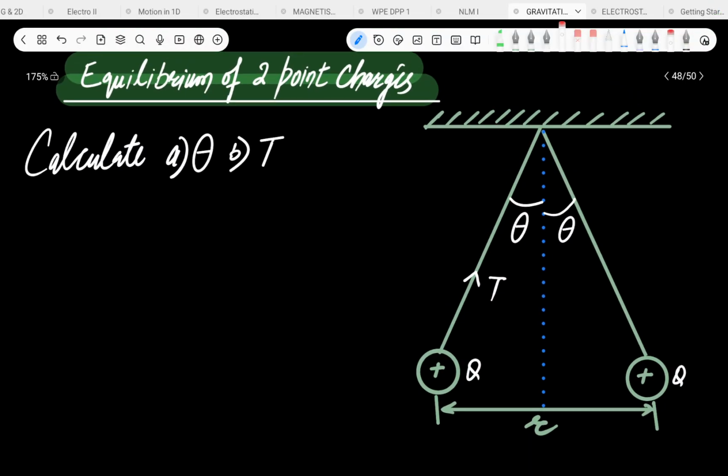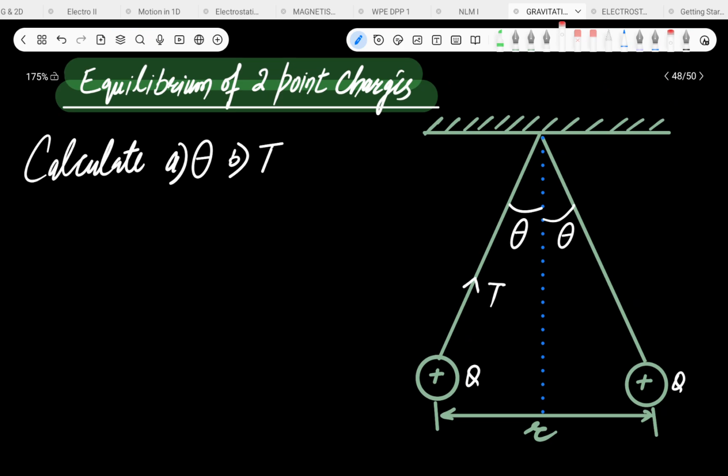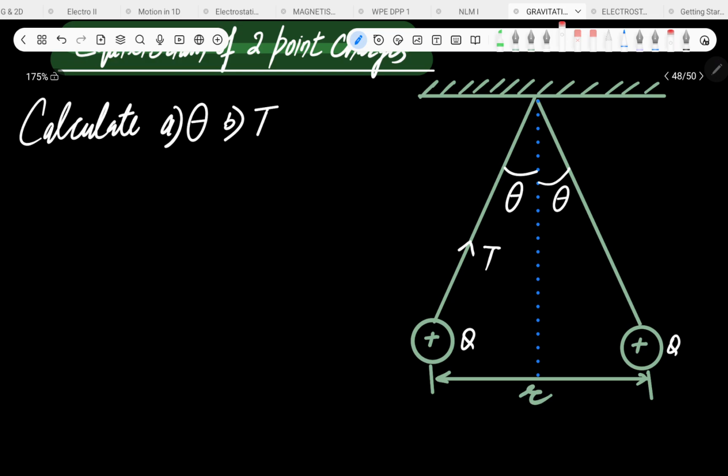So I am back with one of the important problems in electrostatics, and that is equilibrium of 2 point charges. Now see what the problem is. There are two charged particles. This is one charged particle carrying a charge of plus q. This is another charged particle carrying a charge of plus q. Both these particles are hanging with the help of two strings.